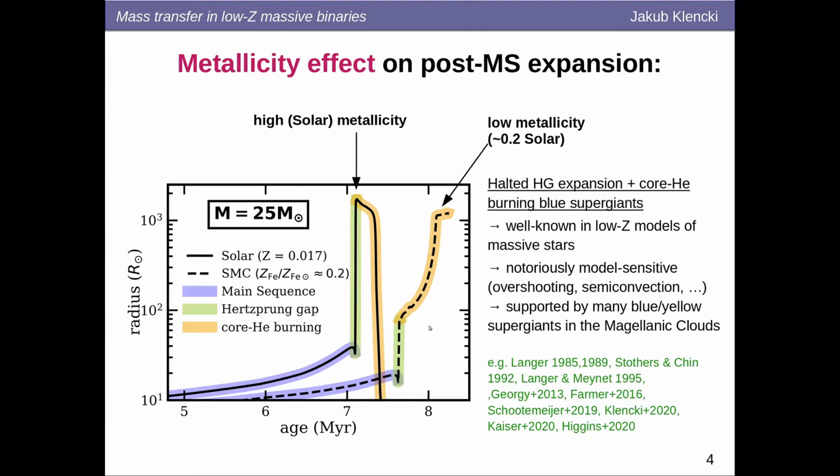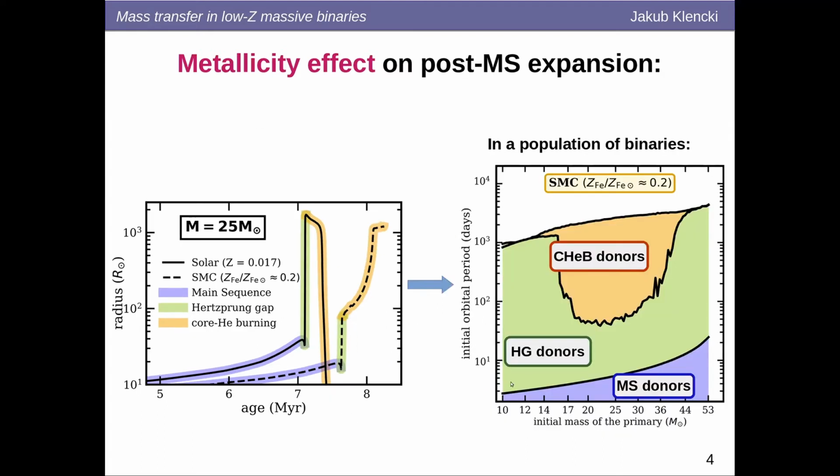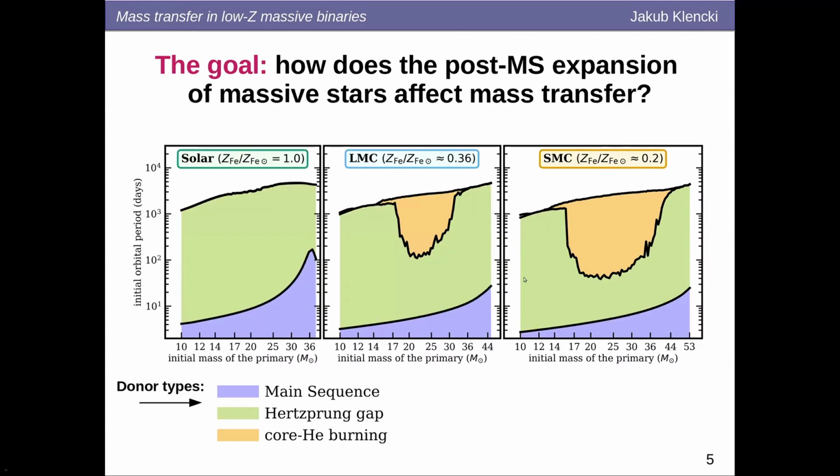Now, when we are talking about binaries, the way in which the radius expands is especially important. At low metallicity, we might be getting a regime for the mass transfer interaction that is initiated by a star that is already at the core helium burning stage, quite differently than at higher metallicity. So the goal of our research here is to understand the impact of this post-main sequence expansion and different types of donor stars on the mass transfer interaction itself, looking at three different metallicities: the solar composition, the LMC and the SMC compositions.